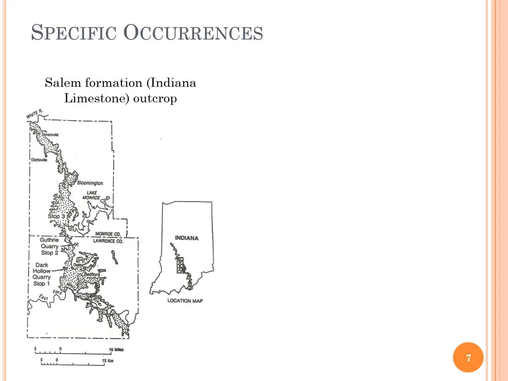Now, specific occurrences. Well, as I mentioned, the Indiana limestone occurs in southwestern Indiana, and here is a location map extending in a north-south line all the way from the White River down to the southern border of Indiana, with a lot of spots where the Indiana limestone comes quite close to the surface, outcrops, what we would say, and that closeness to the surface makes accessing them for quarrying quite possible.